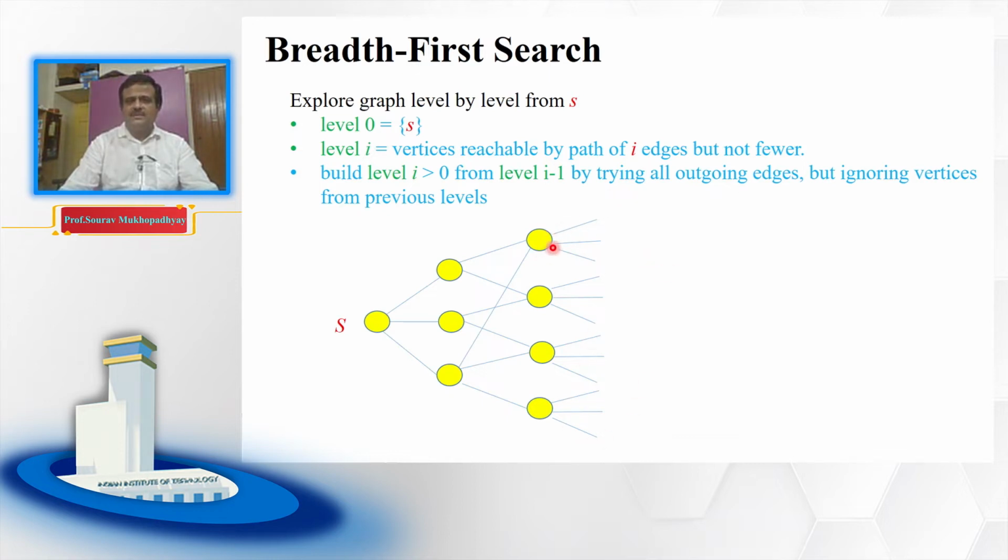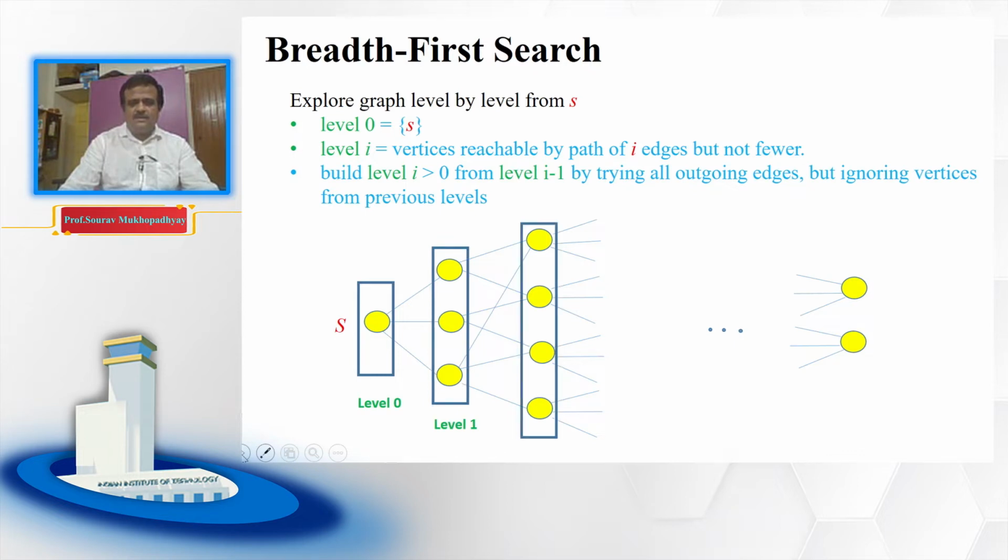So, we take all the vertices at the ith level. Now, we explore all the edges and we see which vertices are reachable from this level. That way we continue, and finally we reach this, and this is for the Rubik's cube. We consider this level 0, level 1, level 2, and this is the last level.